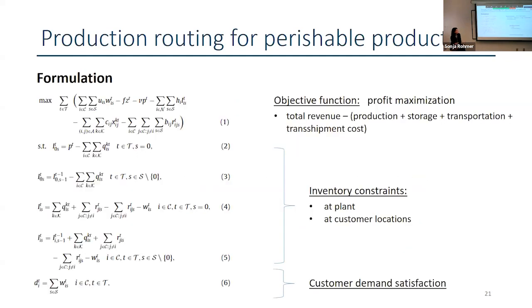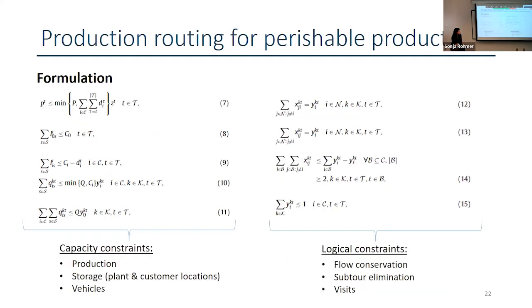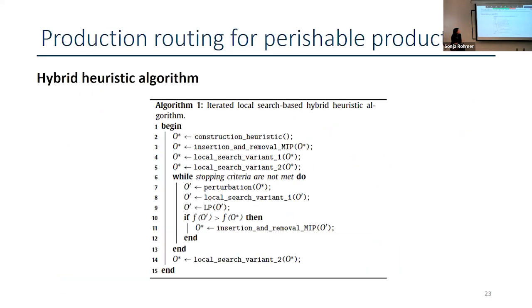Okay, so this is part of the model. There'd be more. We have an objective function, which is a profit maximization, basically the total revenue minus the total cost. We have some inventory constraints, both at the plant and at the customer locations, and some customer demand satisfaction. At the same time, we have the capacity constraints for production, storage, and the vehicles, and we have some logical constraints. So there's flow conservation, subtour elimination constraints, and the visit constraints. It's just to make sense of all of it, so that it still works in practice and doesn't do any weird things.